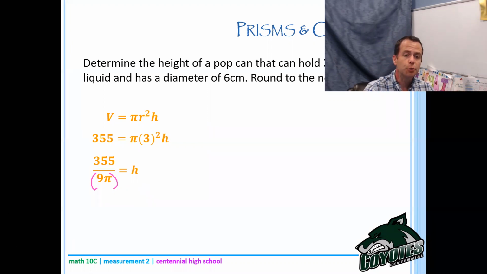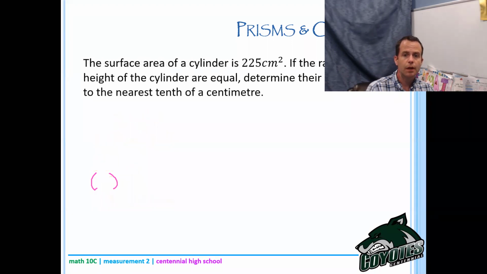Okay, if you have done this correctly, you will get an answer of 12.6 when rounded to the nearest tenth. Be absolutely certain you're getting an answer of 12.6, and that means you're typing it in correctly in your calculator. Okay, all right, the surface area of a cylinder is 225. The radius and the height of the cylinder are equal. Determine their measurements.